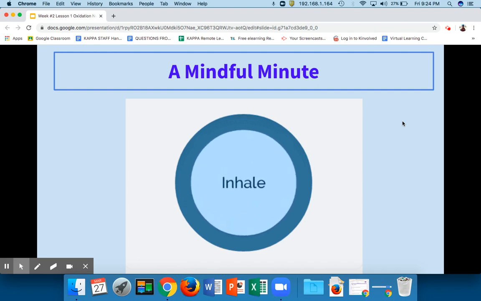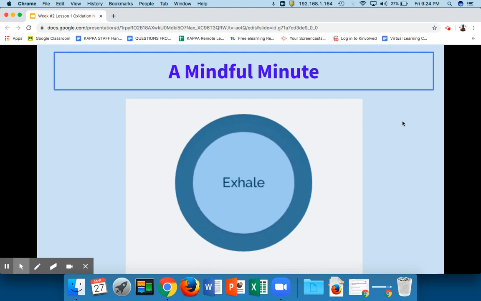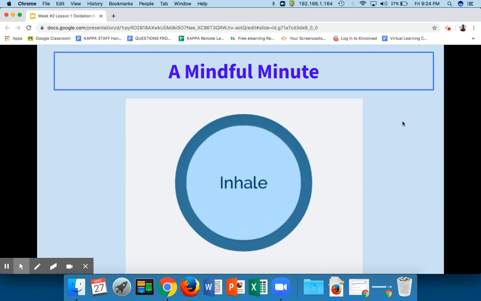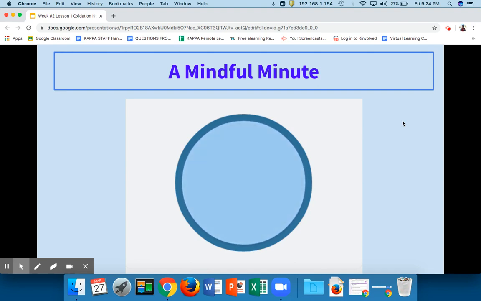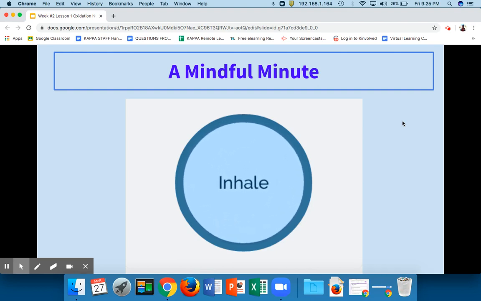Allow your breathing to return to normal. And check in with yourself. How do you feel? What do you notice? Just be mindful of what comes up for you. And when you're ready, you can slowly open your eyes.